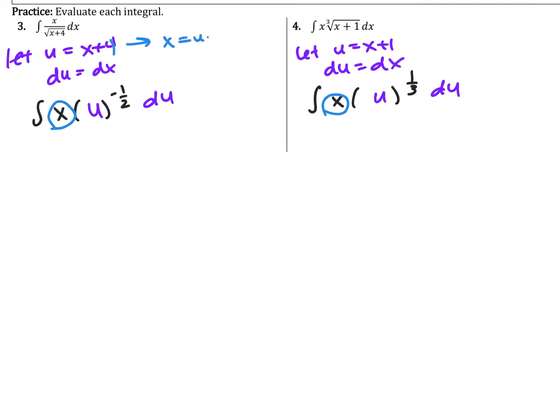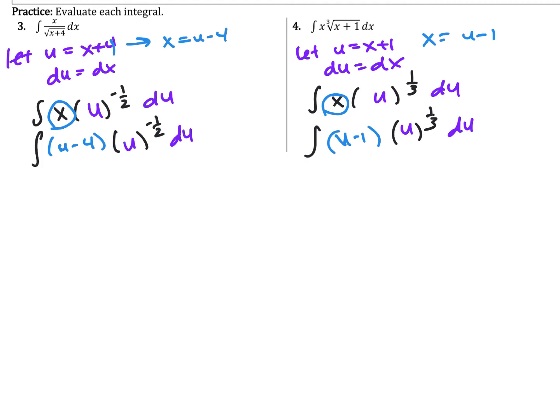X is going to equal u minus 4, so that's going to get plugged in here. Over here, x is going to equal u minus 1, and that's going to go ahead and get plugged in here. And then if we put everything else back in there, now before we find the antiderivative, we're going to go ahead and simplify what's here. So I'm going to distribute u to the first times u to the negative 1/2 is u to the positive 1/2 minus 4u to the negative 1/2 du.